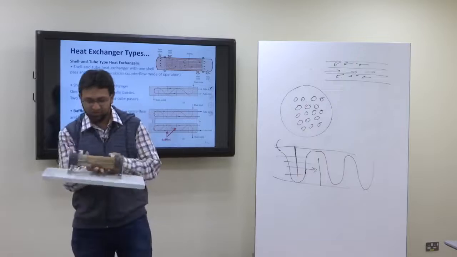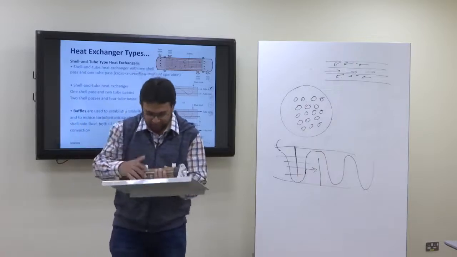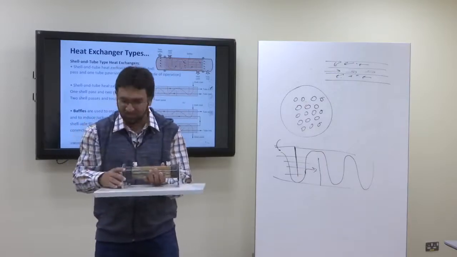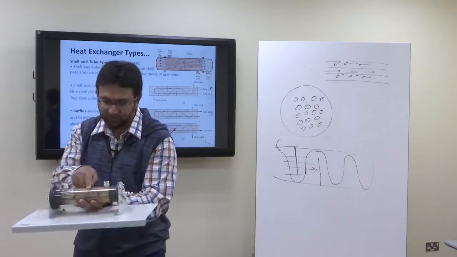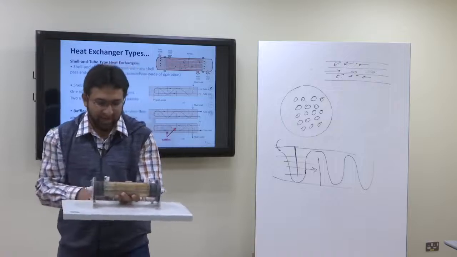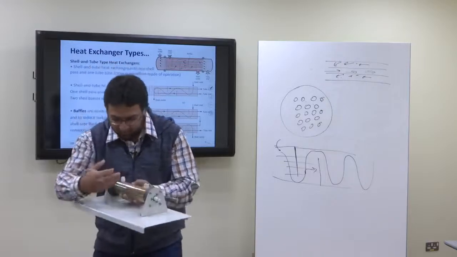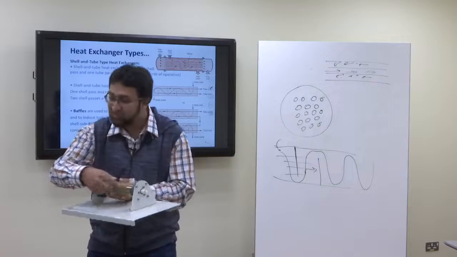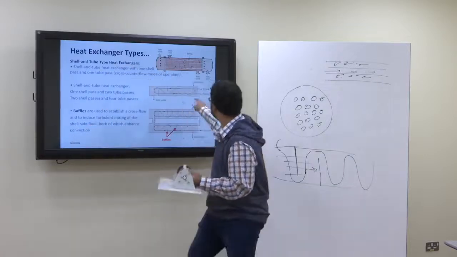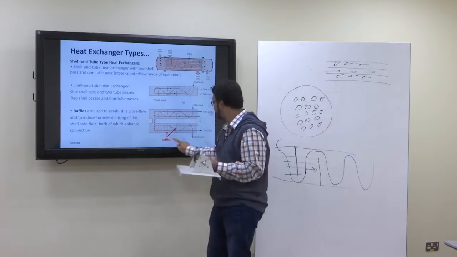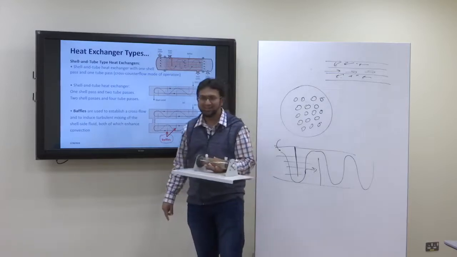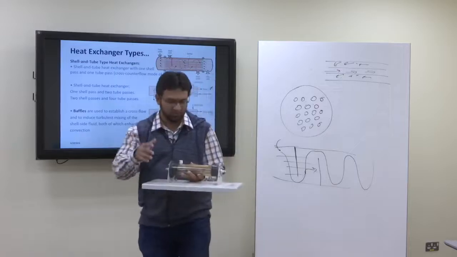If you see here, this tube is made up of glass, so you can see inside. There are so many tubes inside, okay? And if you see here, there are plates. These plates are known as baffles. They're like a kind of restriction.